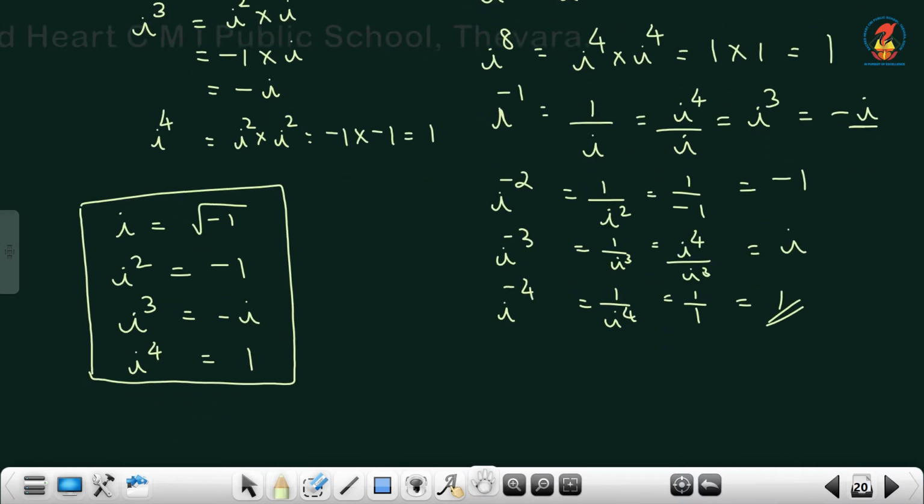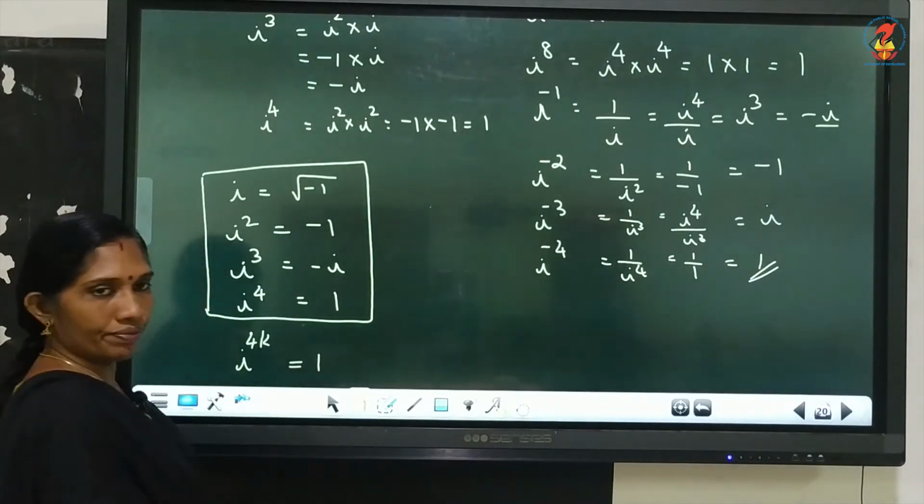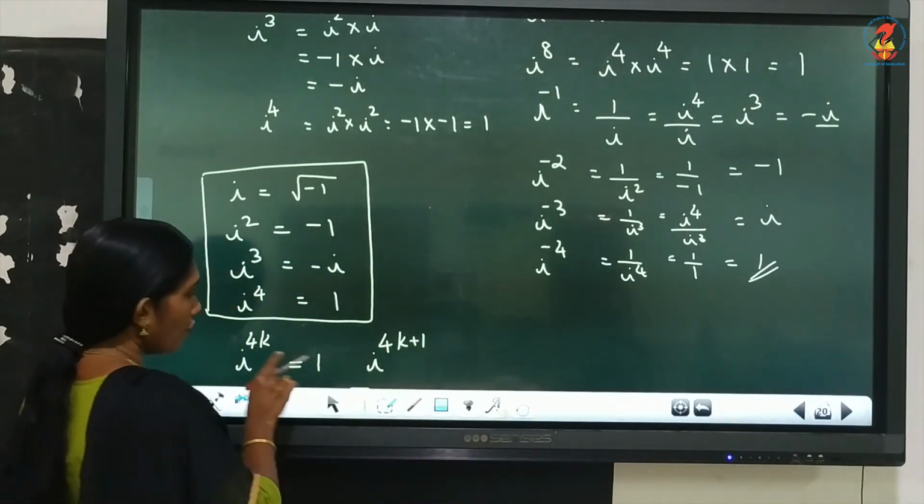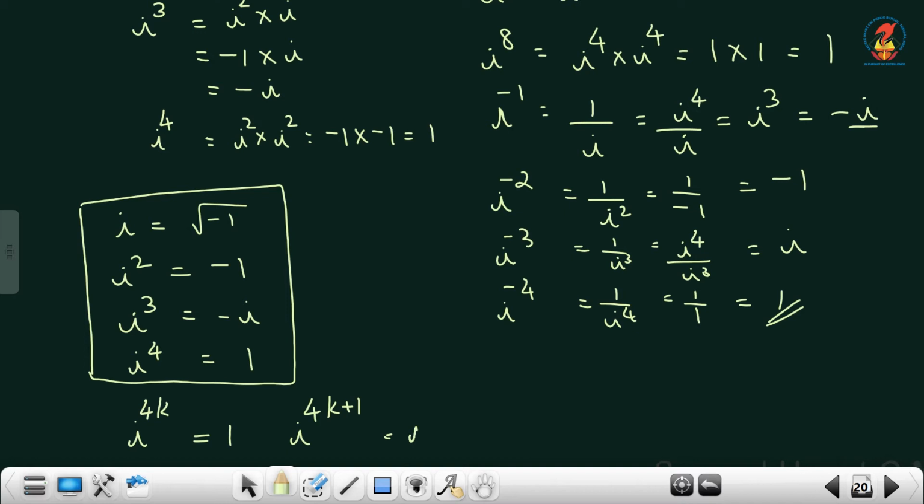Then we generalize, that is i raised to 4k, the multiple of 4. If the power is a multiple of 4, that is always 1. Then i raised to 4k plus 1, that is this 4k and one more i, so that becomes i. Then i raised to 4k plus 2, that is i raised to 4k into i square. i square equal to minus 1, so that is minus 1. Then i raised to 4k plus 3, that is i raised to 4k into i cube. i cube is minus i.